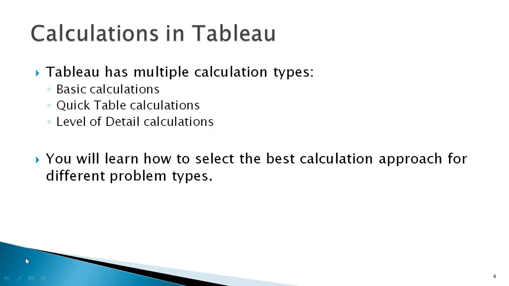In Tableau we have three types of calculations: basic calculations, quick table calculations, and level of detail calculations. Anyone working on requirements in Tableau should first understand which type of calculation is more appropriate for which type of requirement. By understanding each type of calculation, it is easy for any developer or user to pick the calculation appropriate for different types of problems.